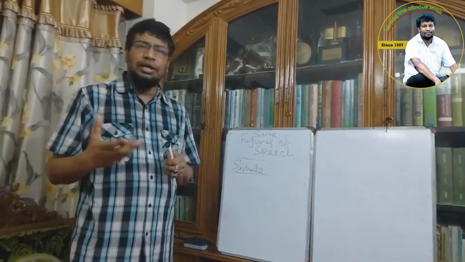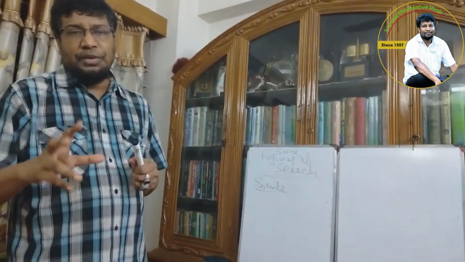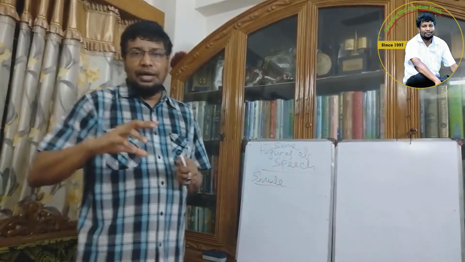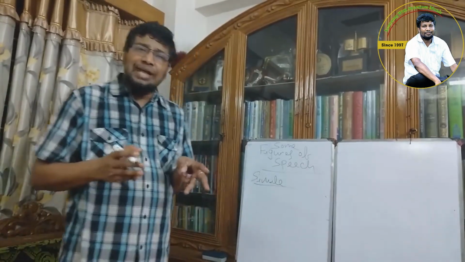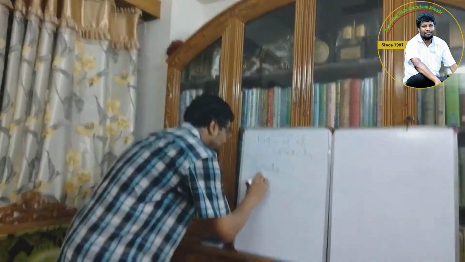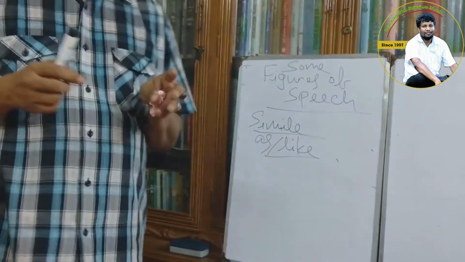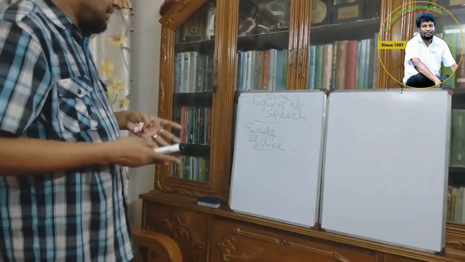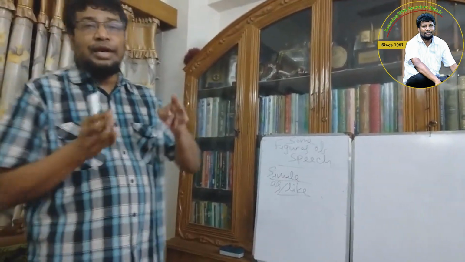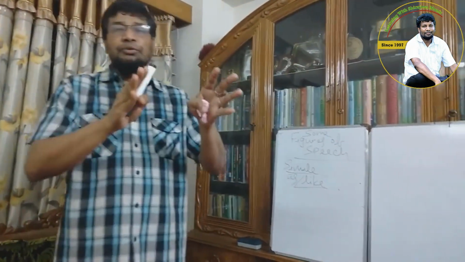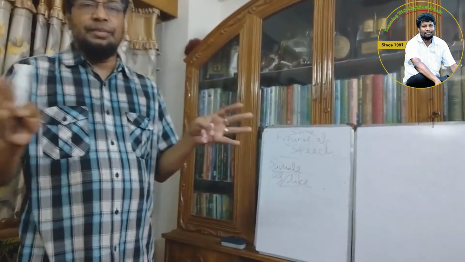Simile is a commonly used figure of speech. Normally the poets usually use this simile in their literature. And now we have to understand what is simile. Simile is a type of comparison which is found to be reflected in writings with the use of as or like. Whenever you find a comparison between two things with the use of as or like, that is called simile.